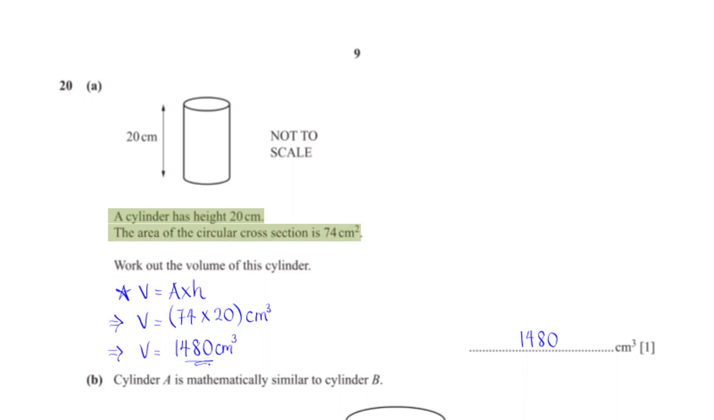A cylinder has height 20 centimeters. The area of the circular cross section is 74 centimeters squared. Work out the volume of this cylinder. So since we've been given the area of the cross section of the cylinder, we are going to use the formula volume is equal to the area of the cross section times the height. We know that the area of the cross section is 74 centimeters squared and the height has been given as 20 centimeters. And so 74 times 20 gives us 1480 centimeters cubed.